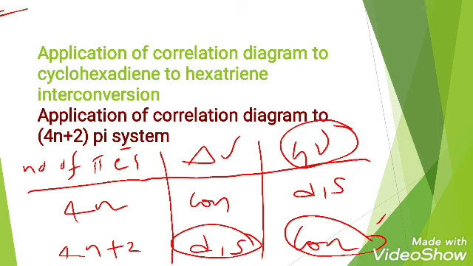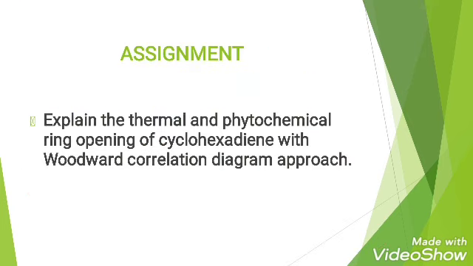This is about Woodward-Hoffmann selection rules for electrocyclic reactions. And so this is about application of the correlation diagram to cyclohexadiene to hexatriene interconversion, and it is applicable to systems containing 4n plus 2 pi electrons.